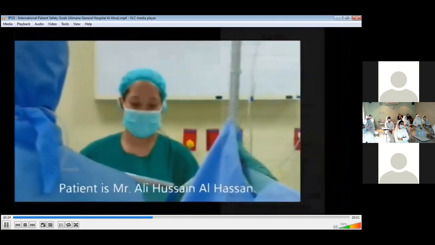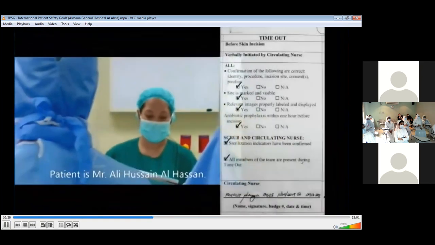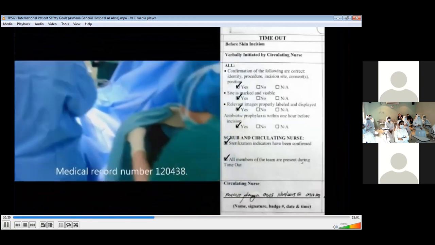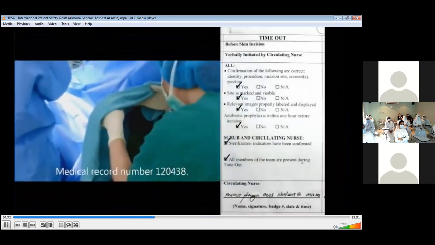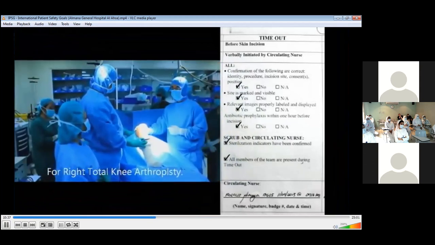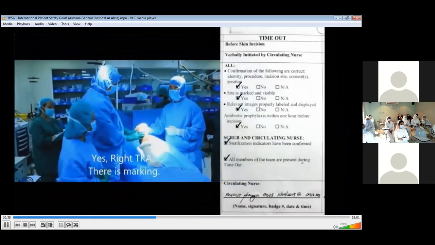Patient is Mr. Ali Hussein Al-Hassan. Medical record number 120438. Correct. All right, total knee arthroplasty. Yes, I think there is more.